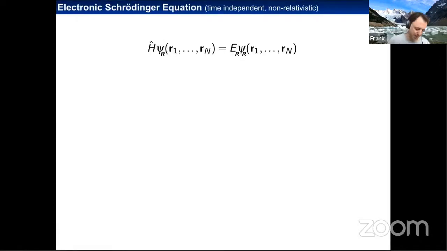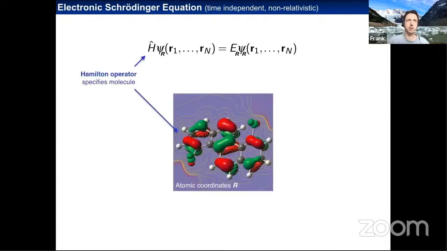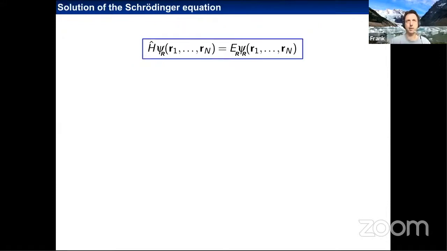So what do I mean by that? Specifically, we're interested in the time stationary electronic Schrödinger equation, as seen here. We have a Hamilton operator, which defines the system that we want to solve. Essentially, it tells us how many nuclei and how many electrons there are and describes their basic interactions. Since we're interested in the time stationary solution, this is an eigenvalue problem, and we want to find these eigenfunctions, the wave functions that depend on the electronic coordinates, and the eigenvalues, which are energies.